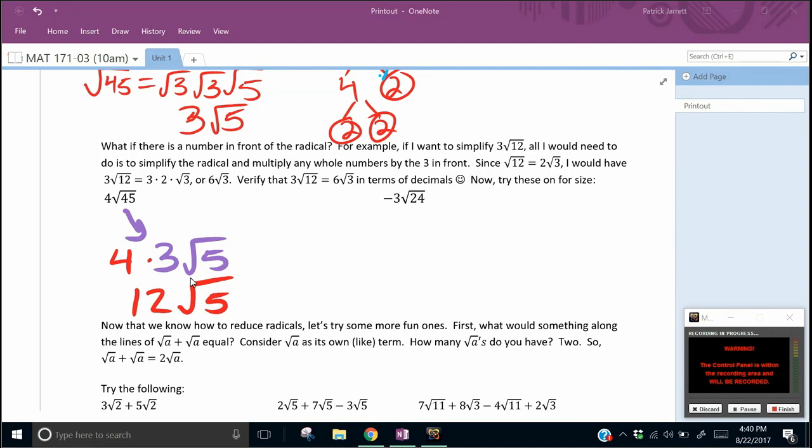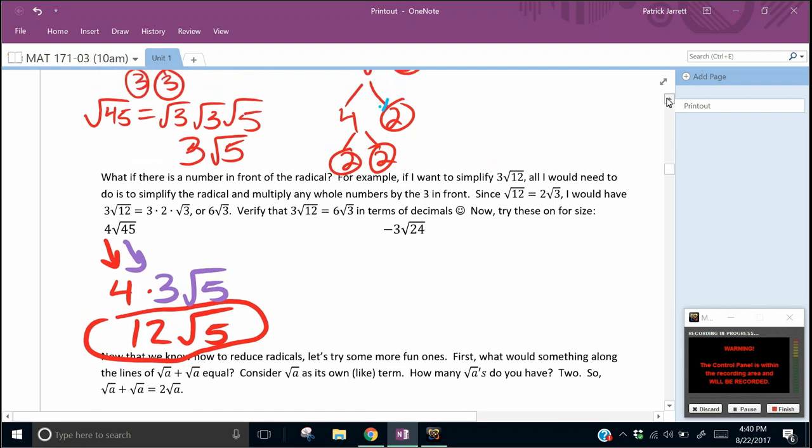So this video is to just give you some extra examples. So if there's a number in front of the radical, all you got to do is simplify the radical and multiply any equal numbers. So for instance, if the square root of 45 is 3 root 5, which we learned earlier, and there was a 4 in front, you multiply wholes by wholes, radicals by radicals, and you simply get 12 times the square root of 5.